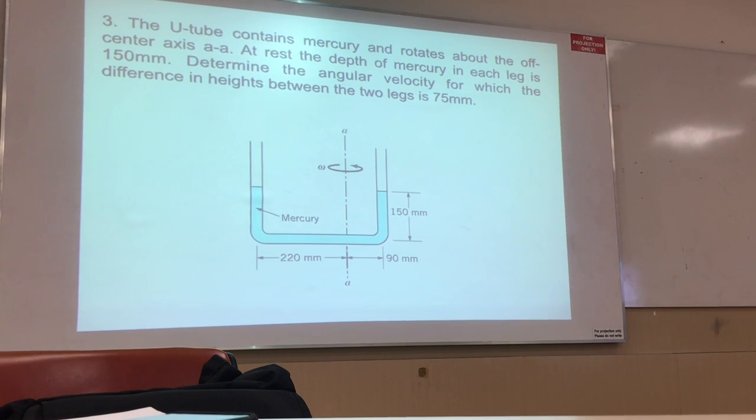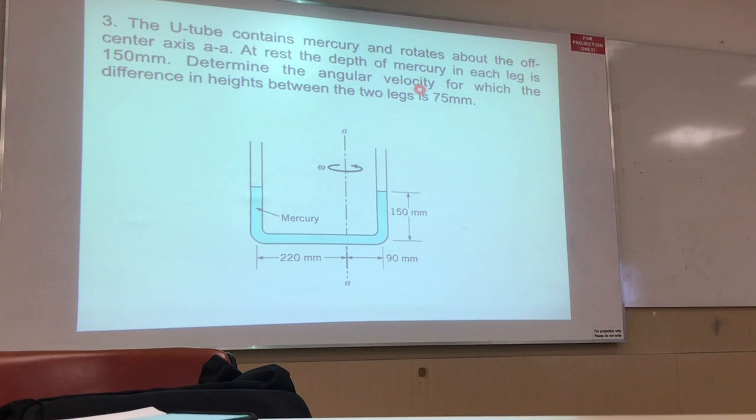So this is the last question. This question is also the same thing. A U-tube contains mercury and rotates about the center axis AA. At rest, the depth of mercury in each leg is 150 millimeters. The distance from here to here is 150 millimeters.